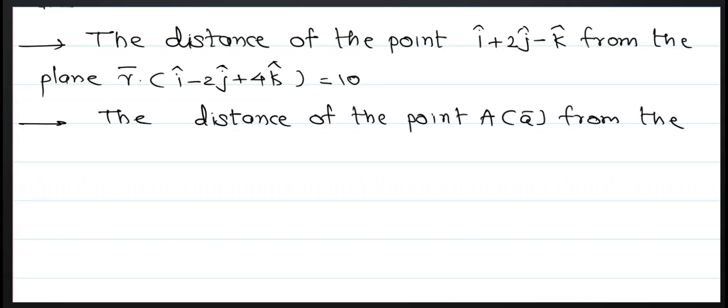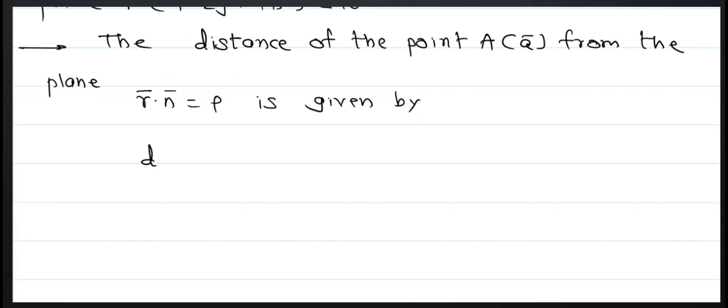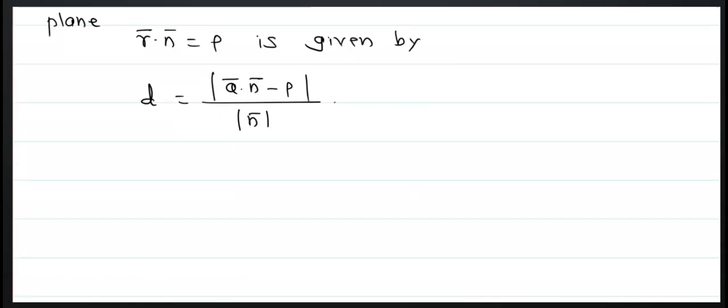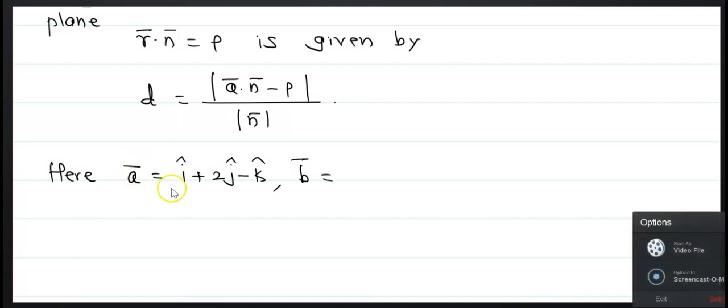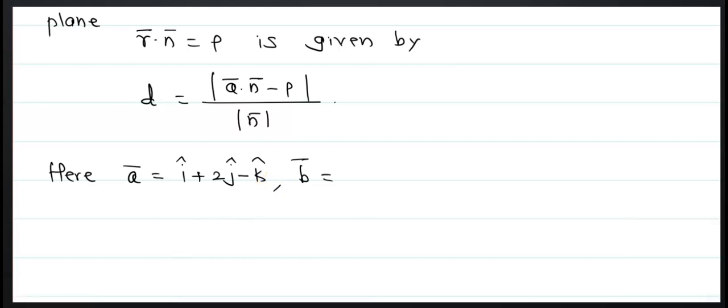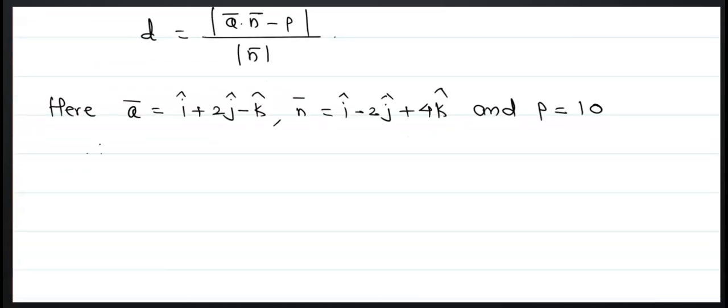The distance of the point A from the plane r bar dot n bar equals p is given by d equals mod of (a bar dot n bar minus p) upon mod of n bar. Now here a bar is i plus 2j minus k, n bar is i minus 2j plus 4k, and p is 10.